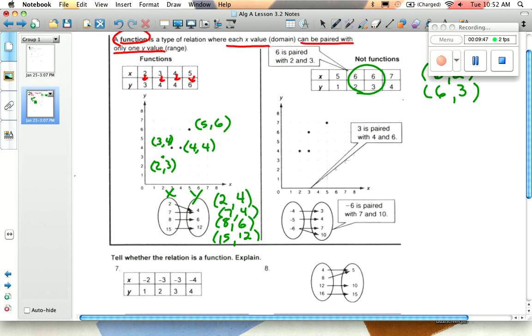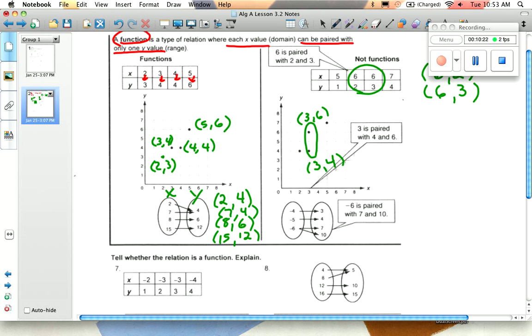When we have 2 points, one above and one below the other, what's the ordered pair name for those 2 that I've circled? (3, 4) is the bottom one. And what's the top one? (3, 6). So look there, 3 is paired with both 4 and 6. It can only be paired with one y value. So it's not a function. Still a relation, but it's not a function.